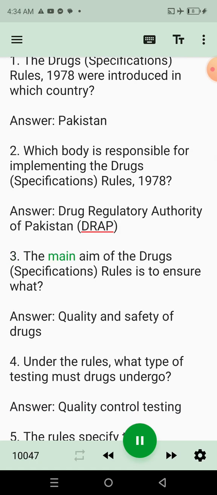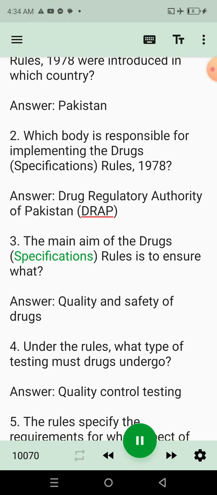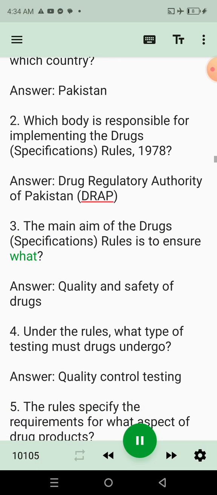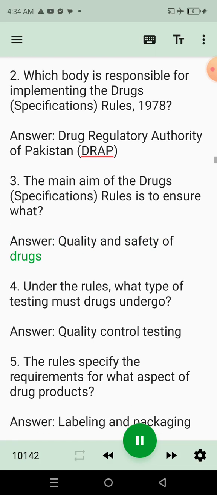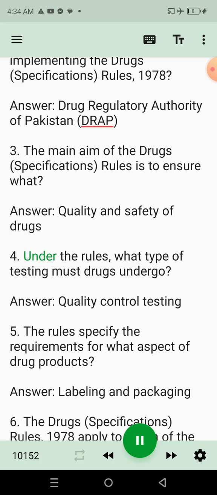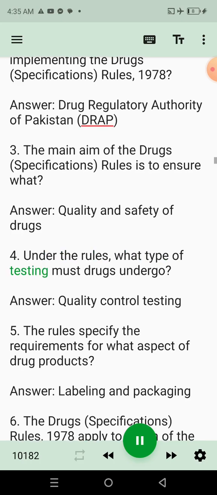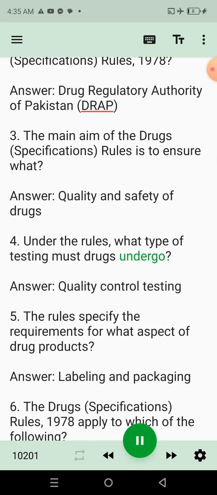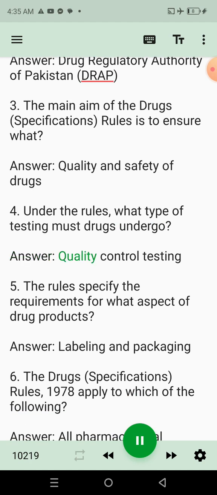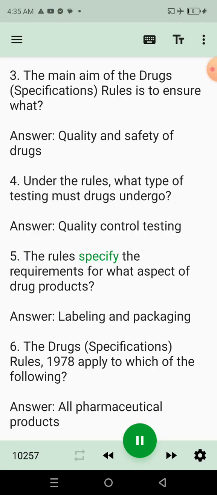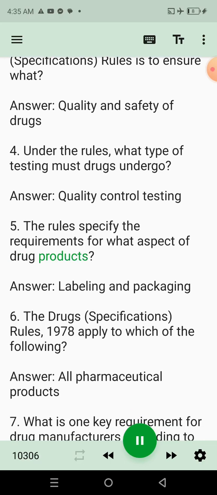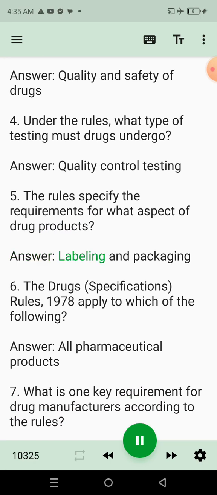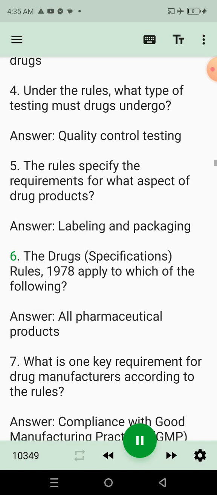3. The main aim of the Drugs Specifications Rules is to ensure what? Answer: Quality and safety of drugs. 4. Under the rules, what type of testing must drugs undergo? Answer: quality control testing. 5. The rules specify the requirements for what aspect of drug products? Answer: labeling and packaging.